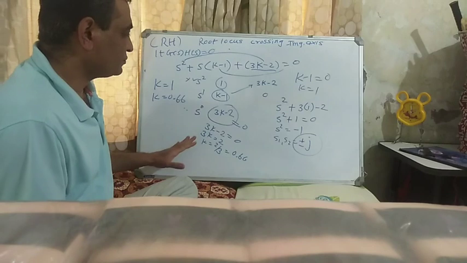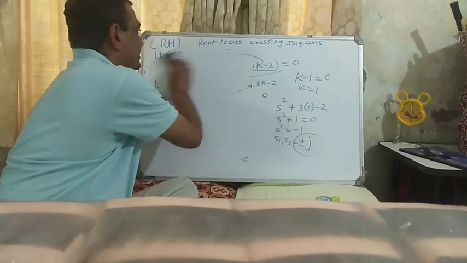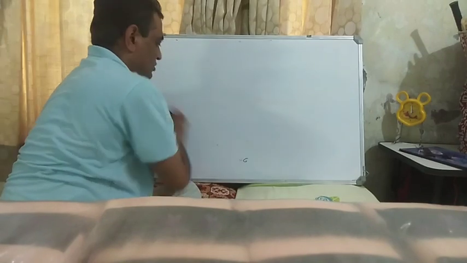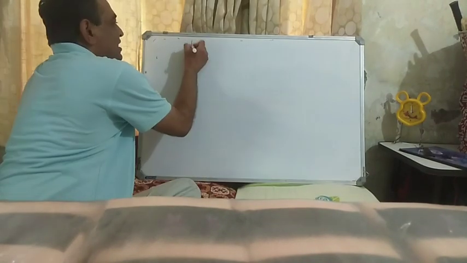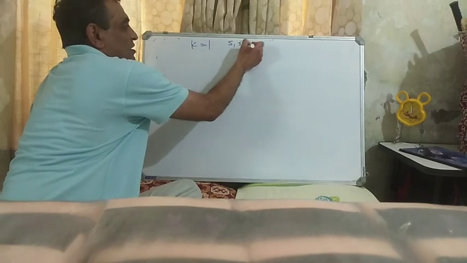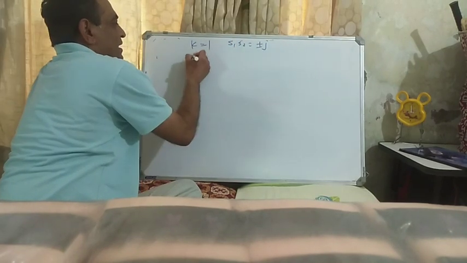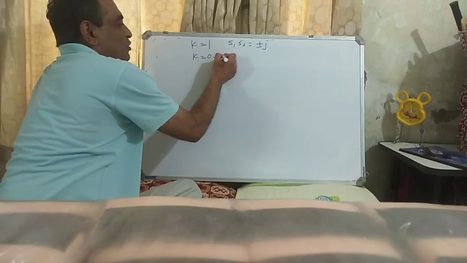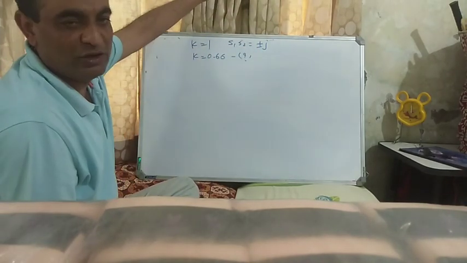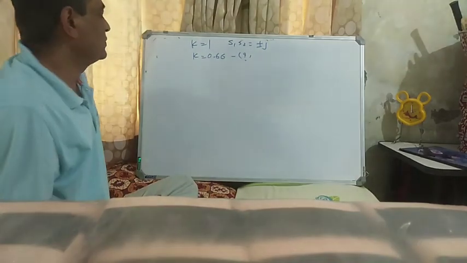So now let us check how it can cross. We know that at k is equal to 1, my s1, s2 are plus minus j, and at k is equal to 0.66, I don't know what the roots are, okay? But you can find the roots if you put that value of k in the auxiliary equation.